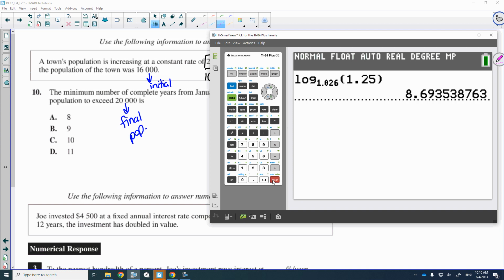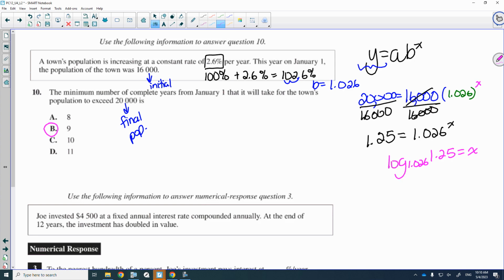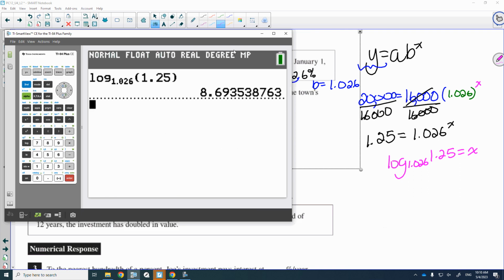Okay, so we got to decide, are we circling 8 years or are we circling 9 years? 9 years. Jonathan, do you know why? That's right. And how you would check it on your calculator is if I plug in 16,000 as my initial, my base 1.026, after 8 years, my population is just below 20,000.